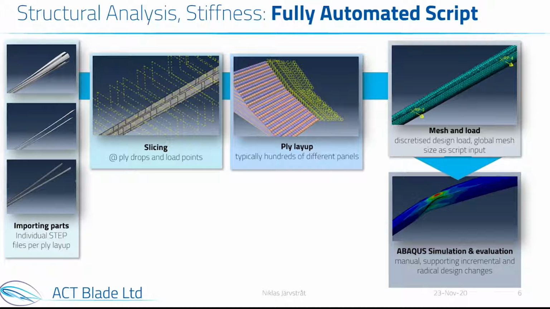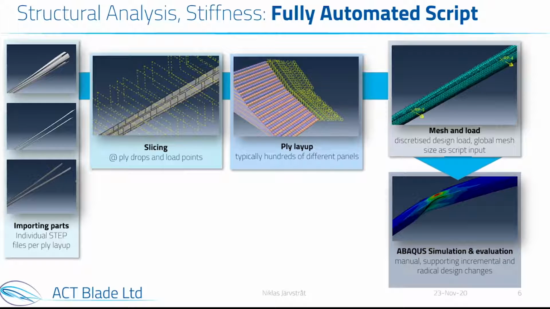If we look at a little detail of each of these steps, first we import the geometry, which comes in the form of STEP files. Our part is split up into a number of surfaces that have common ply structures within them. These surfaces are then sliced at all ply drop locations, load points, and other areas of interest along the length of the spar. We then apply the layup as a composite layup. This can have hundreds of different panels within a single blade.